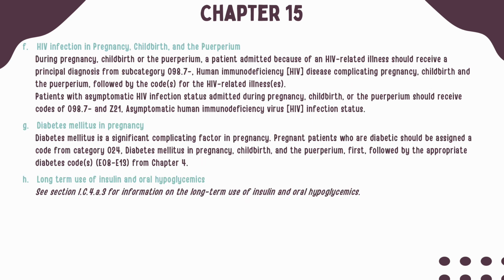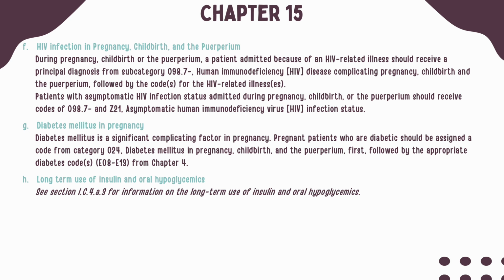If a patient is admitted because of an HIV-related illness during pregnancy, childbirth, or the puerperium, a code from subcategory O98.7 should be assigned as your principal diagnosis, followed by a code for the HIV-related illness or illnesses. If the patient is asymptomatic, a code from O98.7 should be assigned, followed by Z21.